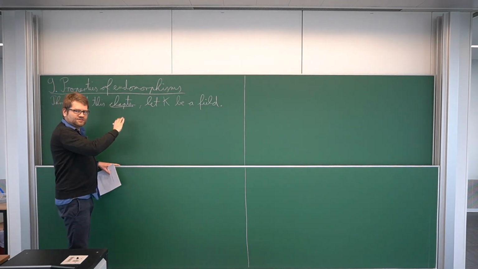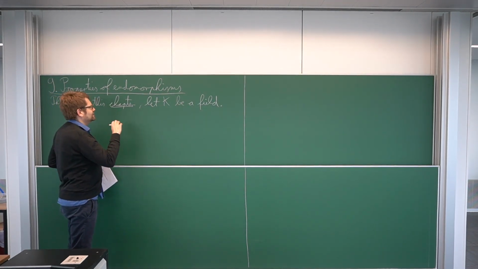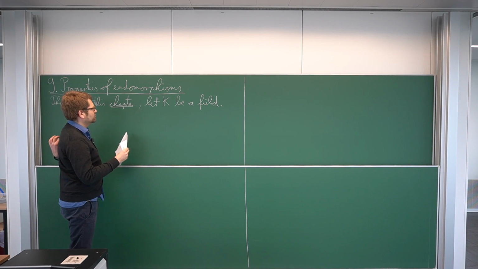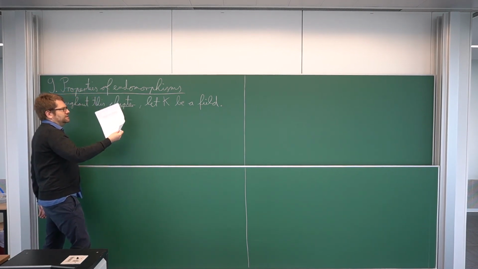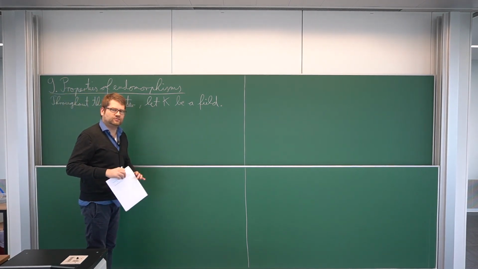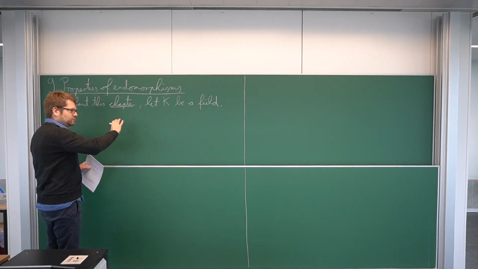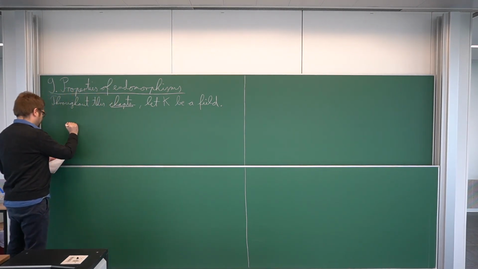Just a side note, this time I'm not making the mistake of the last chapter, and I assume from the beginning that in the whole chapter 9, K will always be a field, so I don't have to write this down every single time. K will be some fixed field of numbers.